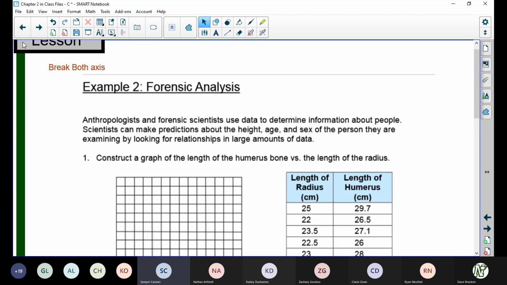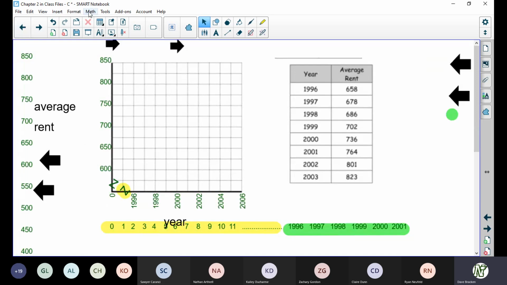So, how do you know which number to go from when the axis is broken? How high do you go? Well, you've got to get all your numbers on the graph. So everybody, I think, is going to be working. So I can go back here, okay?